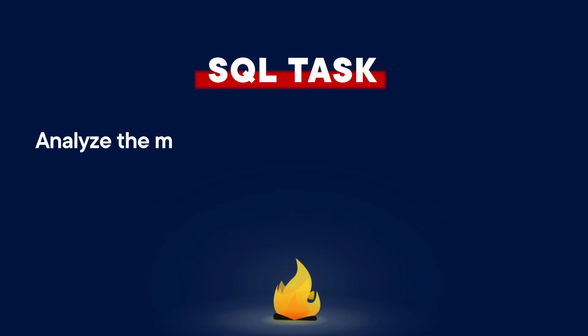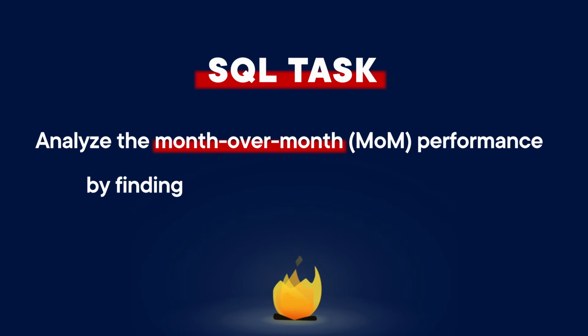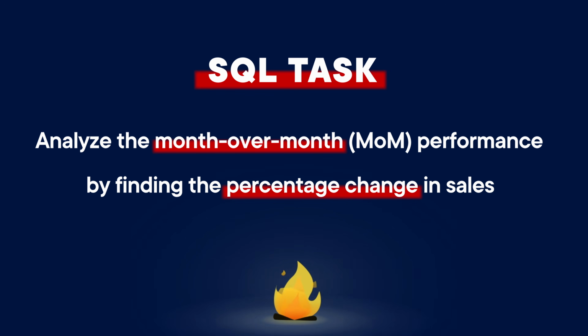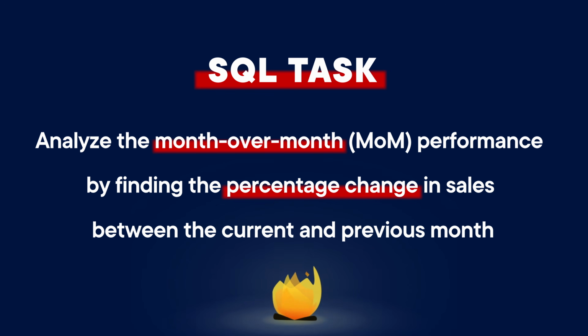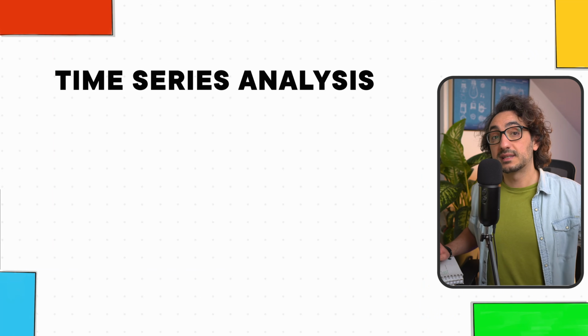Okay, so now we have the following task, and it says analyze the month-over-month performance by finding the percentage change in sales between the current and the previous month. So that means we have to compare the current month with the previous month. The main use case for lead and lag is to do comparison analysis, and we have a very common use case. It's called time series analysis.